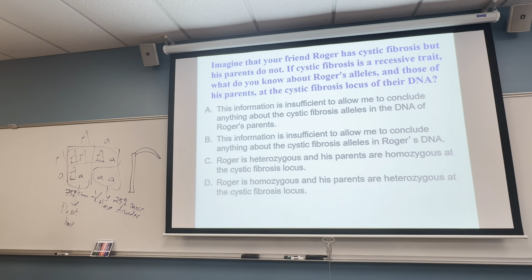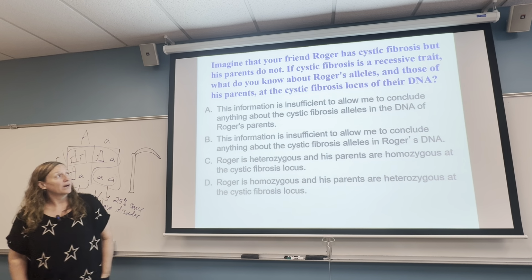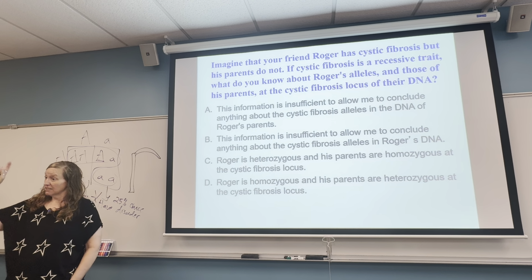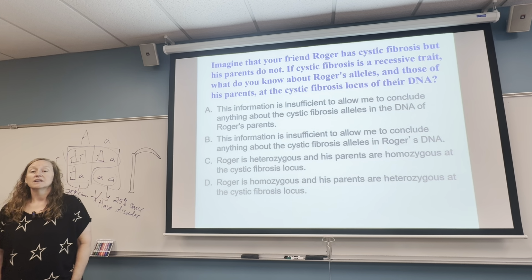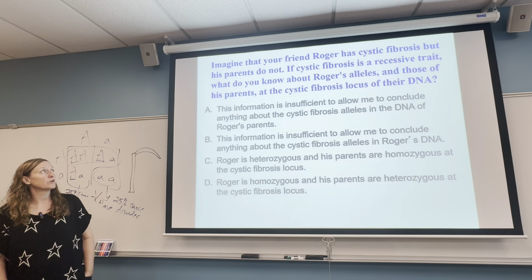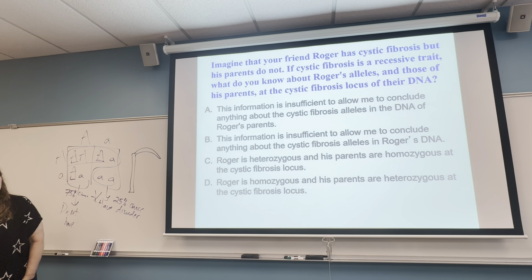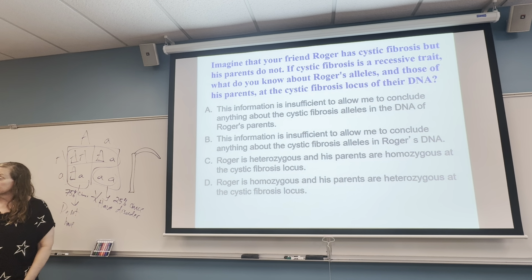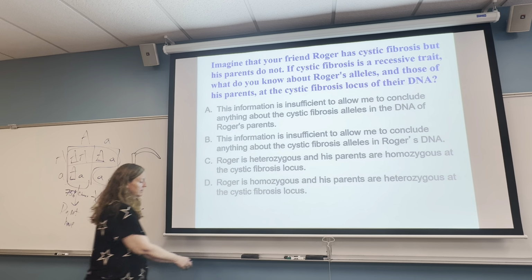Okay, so let's answer this question. Imagine that your friend Roger has cystic fibrosis, but his parents do not. Some forms of cystic fibrosis are caused by recessive alleles. They are the recessive trait. What do you know about Roger's alleles and those of his parents at the cystic fibrosis locus of their DNA? So again, we're talking about a complete dominance disorder where having two recessive alleles causes the disorder. So here's a test cross.